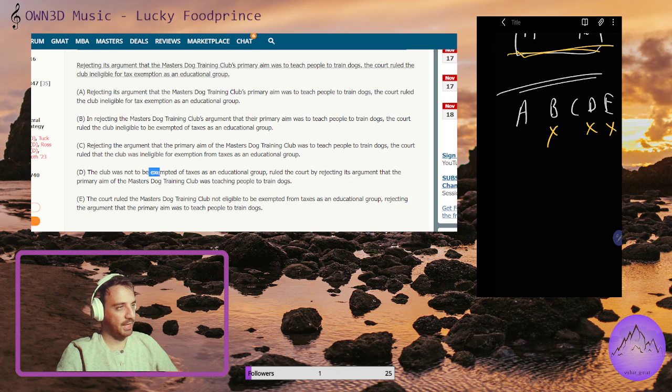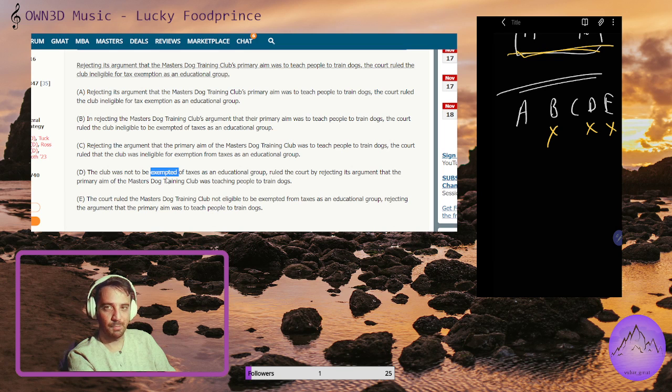So again, it's idiomatic, and I think it's idiomatic with the word exempt. You're not exempted of taxes. You can get an exemption from taxes. So the club was not to be exempted from paying taxes as an educational group. Yeah, so that's idiomatically incorrect, I think. Exempted of taxes doesn't make sense.